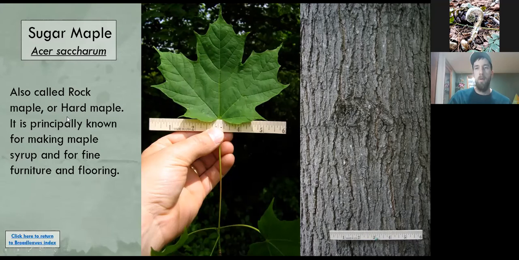So yeah, it's probably one of our higher valued species commercially. Especially veneer quality logs are some of the most highly valued forest products we have here. But it's also, like I said, highly valued for syrup, and makes great firewood. It's lumber. If you've ever been to a bowling alley, all the bowling alleys are made out of sugar maple.